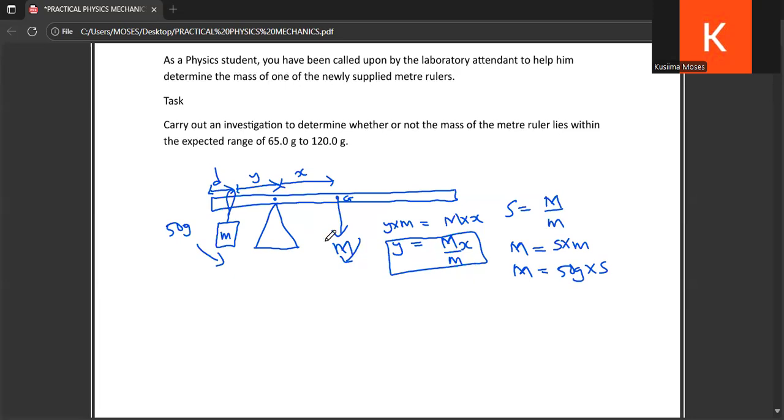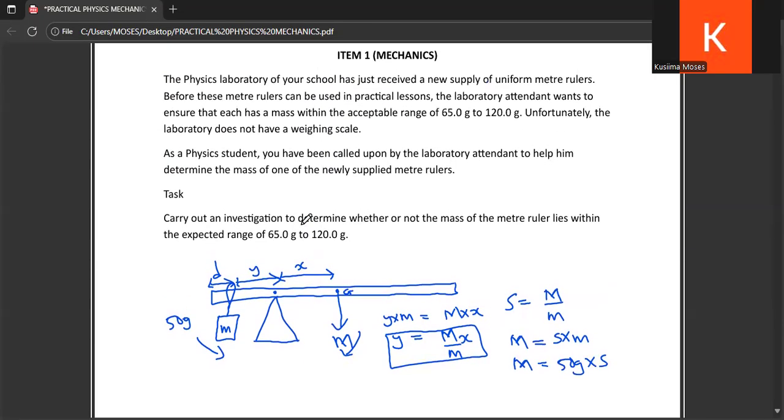But remember, you must come up with a set of values that we have to plot. So we shall be changing the position of the mass here. Maybe we can begin with D equal to 2 centimeters, then we keep on changing at a given interval. Now let us go back to our task.